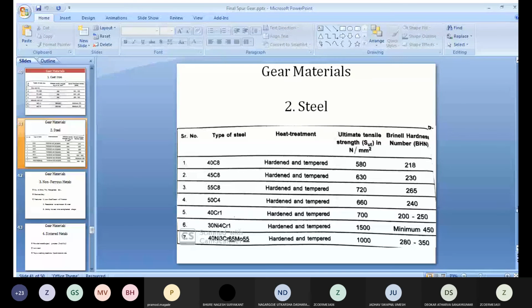Limitation. First, creates more noise. Second, poor damping property. And third, more expensive.